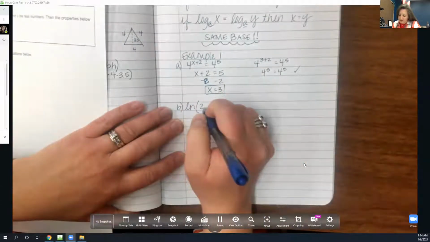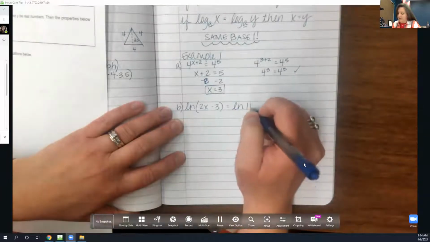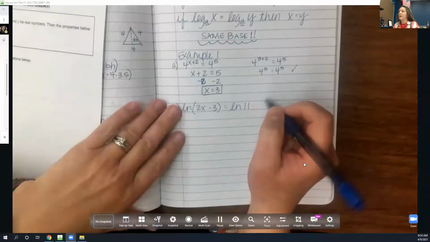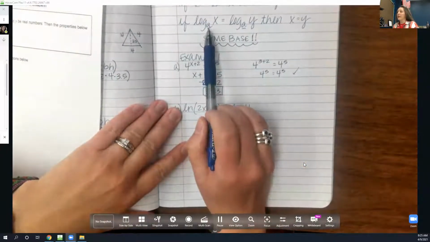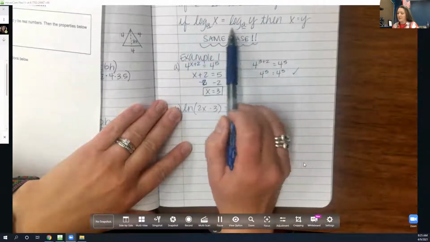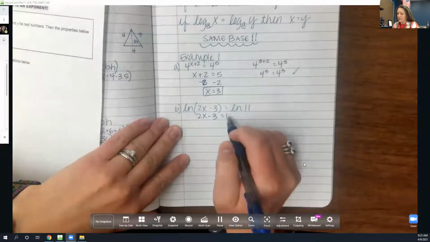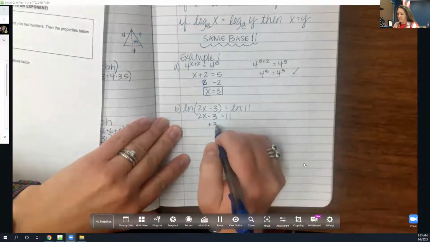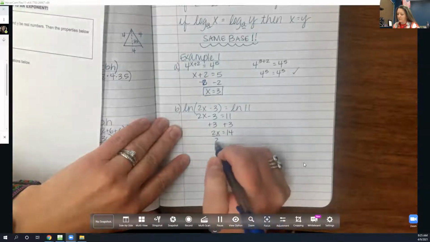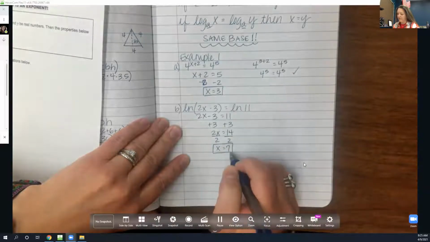Let's look at example B. Natural log of 2x minus 3 equals natural log of 11. Remember, natural log is log base e. So the same goes here. If I have the same thing, then they'll equal each other. 2x minus 3 equals 11. Solve it just the way that you normally would. 2x equals 14. x equals 7.